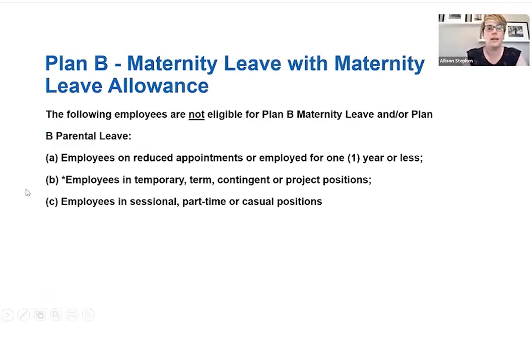So before we go into people who are eligible, in the UM's procedure, there is a section where it talks about who is not eligible for Plan B, and this would generally be people who would take Plan A. So employees who are on reduced appointments or employed for less than 1 year, employees who are in a temporary term, contingent, or project position. Now I put an asterisk there because that is a little bit of it depends. I'll get back to that. Also employees in sessional, part-time, or casual positions. So these employees would generally apply for Plan A and have the time off, but no pay.